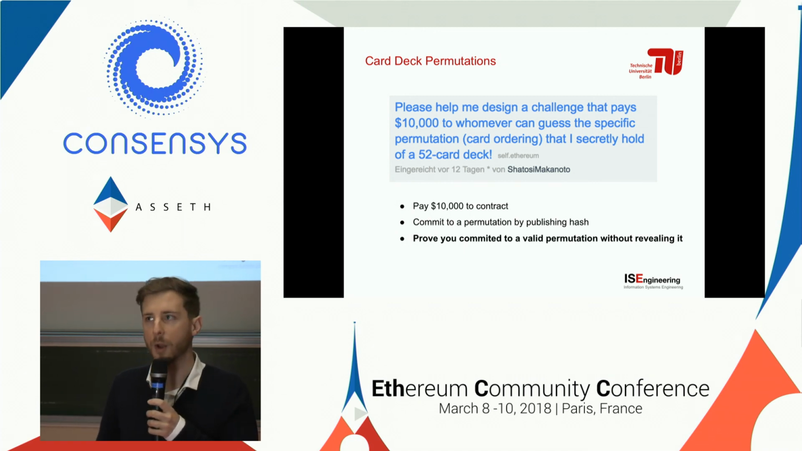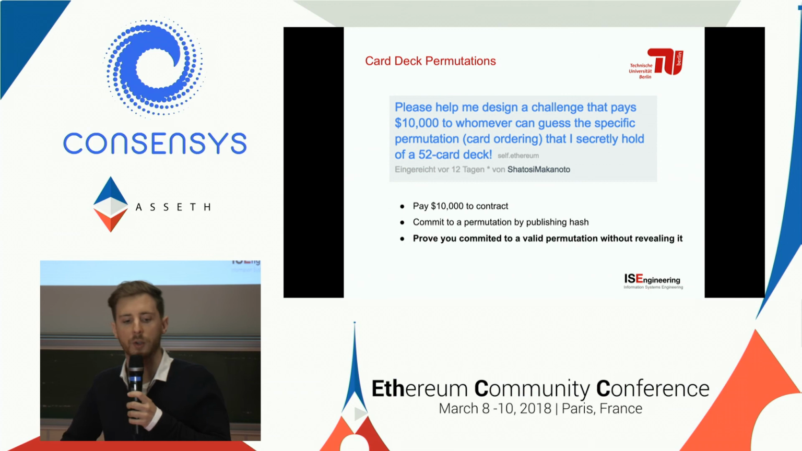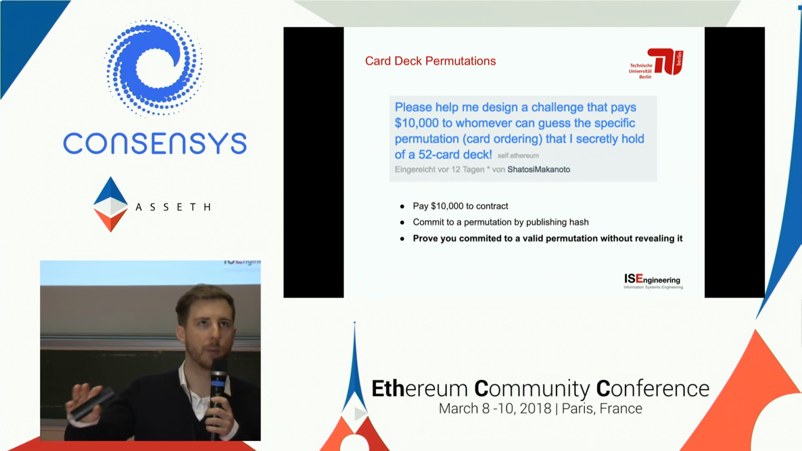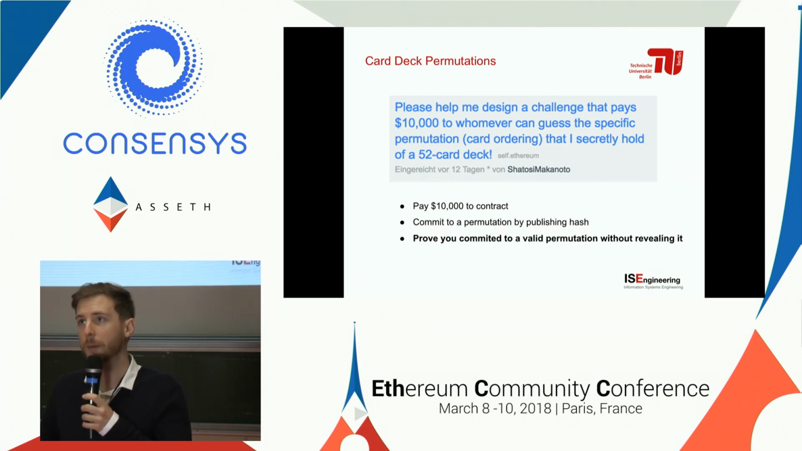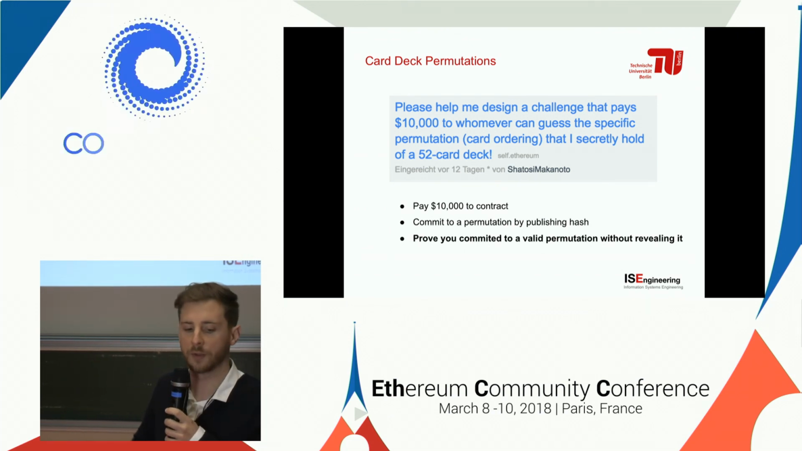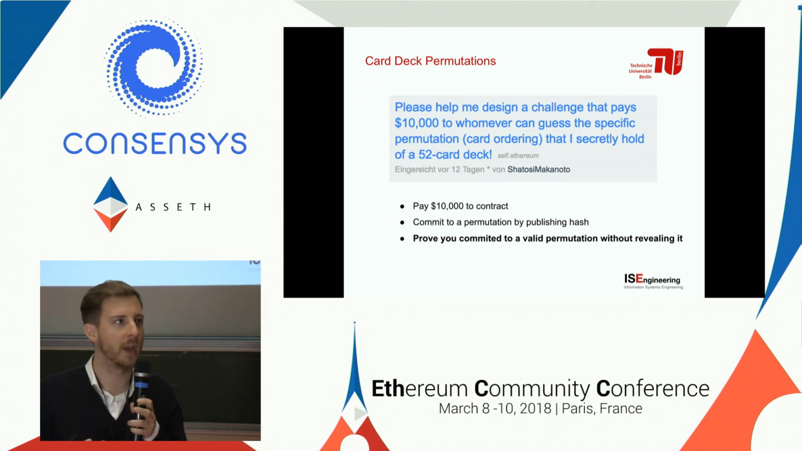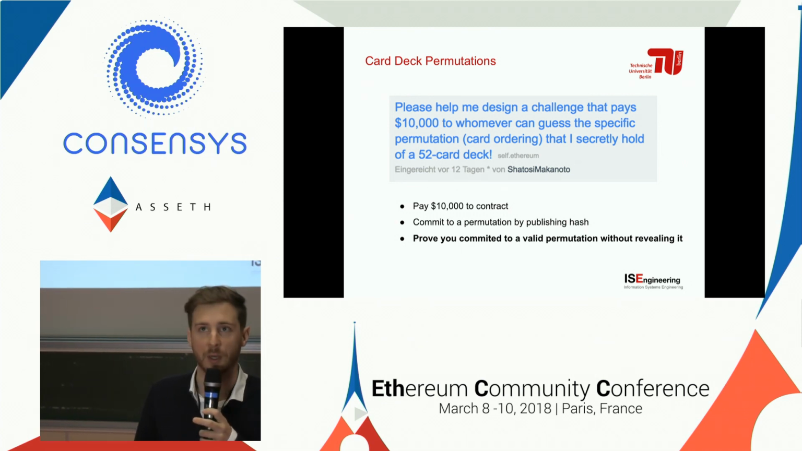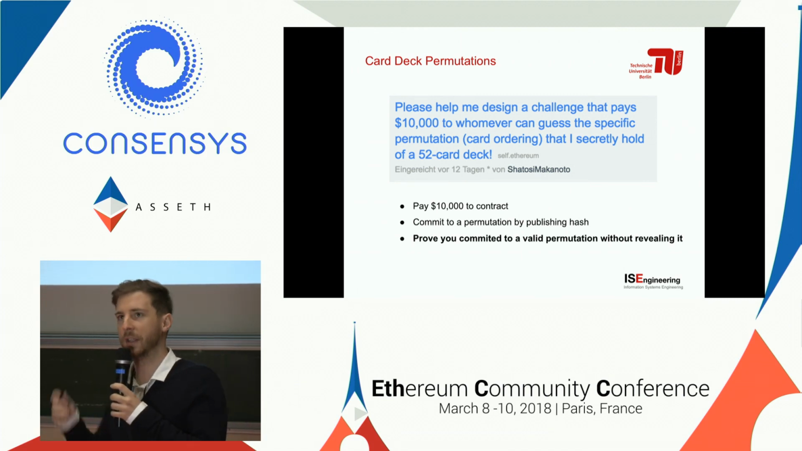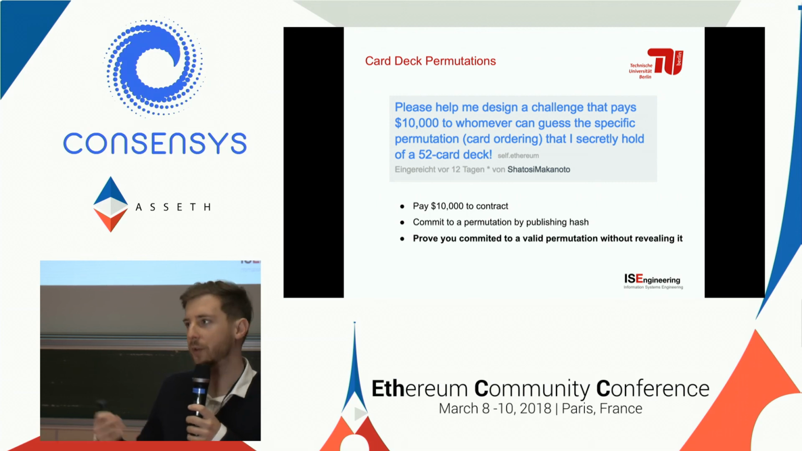So on Reddit, about 2 weeks ago, there was a post, and there was a guy who wanted to give $10,000 to the person who could guess a correct permutation of a card deck with 52 cards. That was on Reddit. So what are the challenges involved here, and why is it related to Socrates in any way? So first, that guy needs to pay the $10,000 to the contract and commit to a permutation of the card deck by publishing a hash.